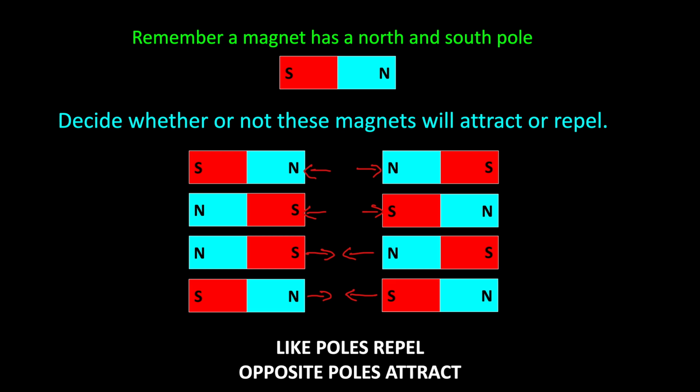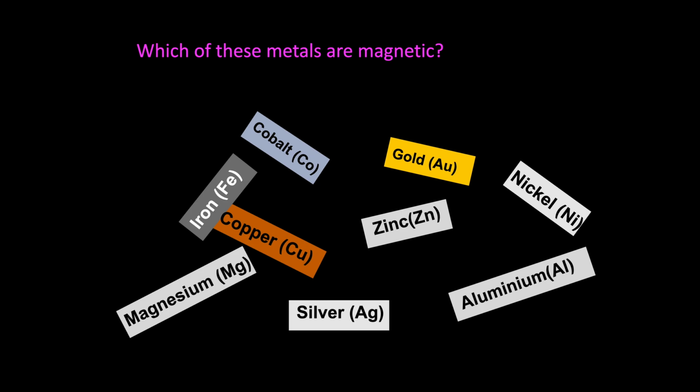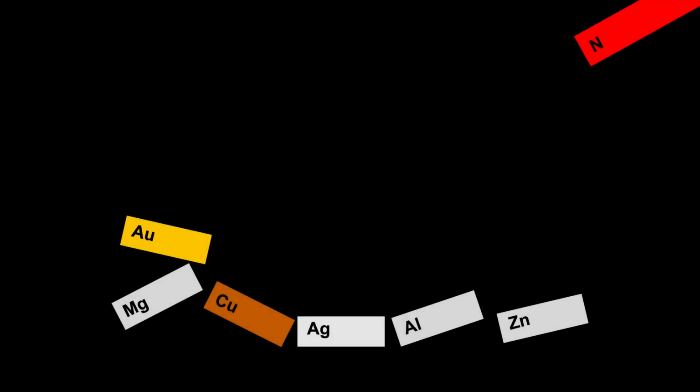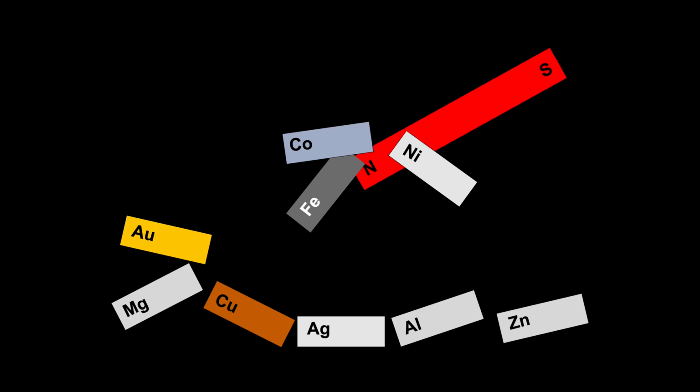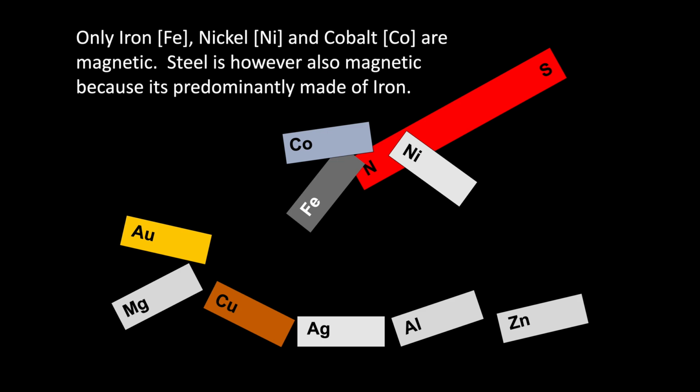Now, we generally associate magnetic materials with metals, but not all metals are magnetic. Of the group of metals we have here, how could we test whether they're magnetic or not? Well, all we'd need to do is bring them in the presence of a permanent magnet like so. And very quickly, we would see that iron, nickel, and cobalt are magnetic. Steel is also magnetic, and that's because it's predominantly made of iron.